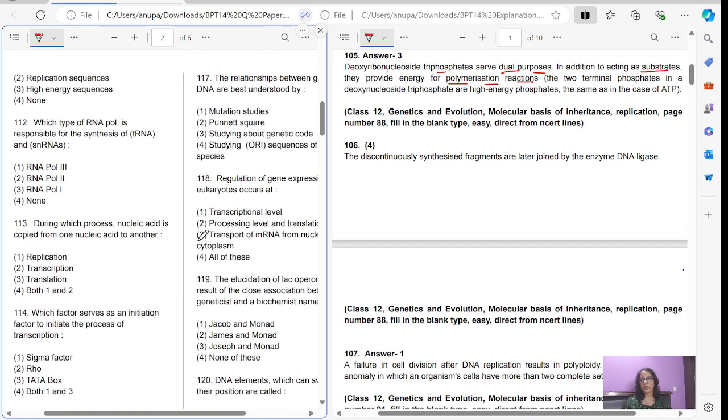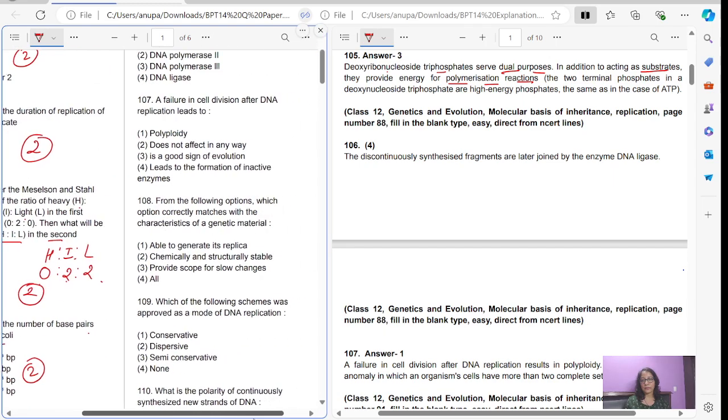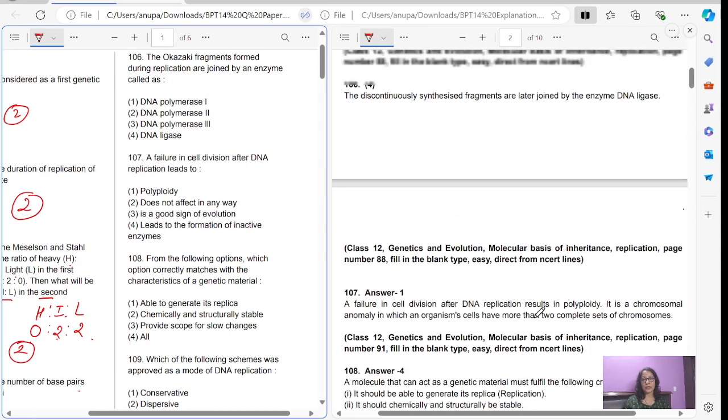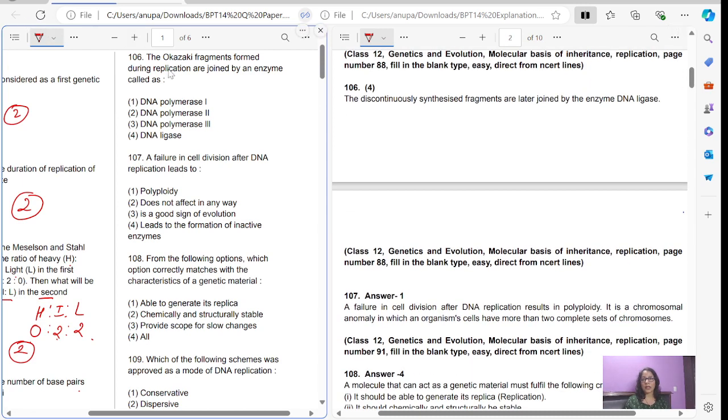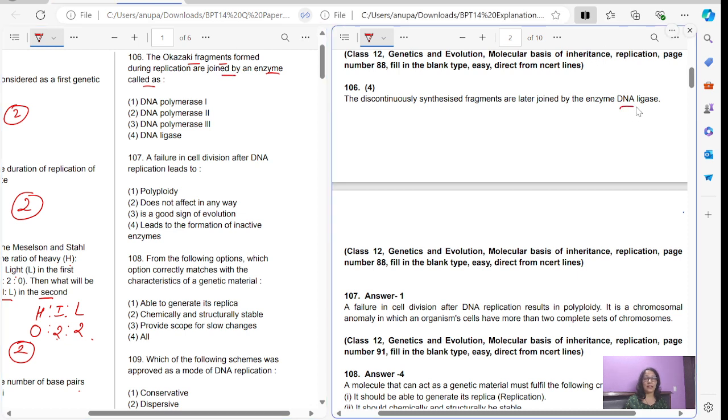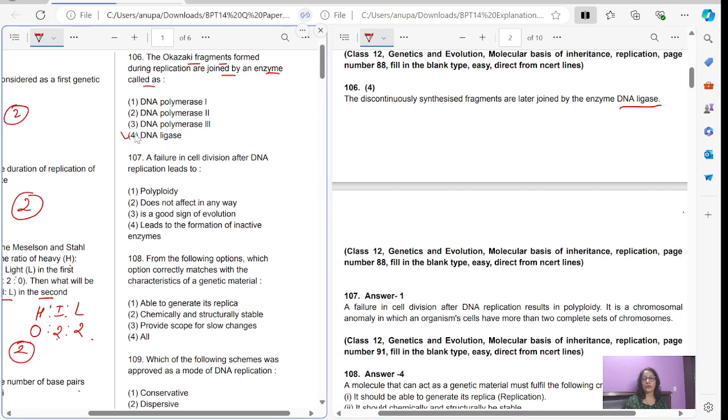Now let's move to the next question, that is question number 106. Question number 106 states that the Okazaki fragments formed during replication are joined by an enzyme. Means during DNA replication process, the Okazaki fragments are formed, and which enzyme joined them? So, enzyme DNA ligase joins the Okazaki fragments. This is also a memory-based question, and you have to memorize that DNA ligase joins the Okazaki fragments during replication. So, answer for this question will be option number 4.